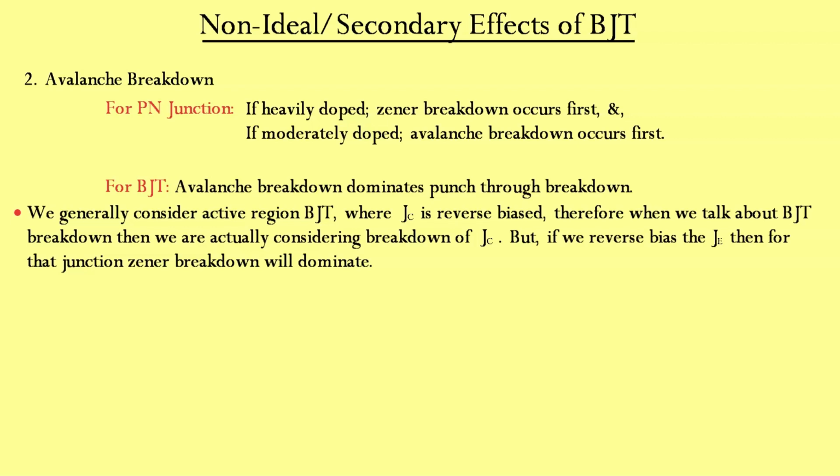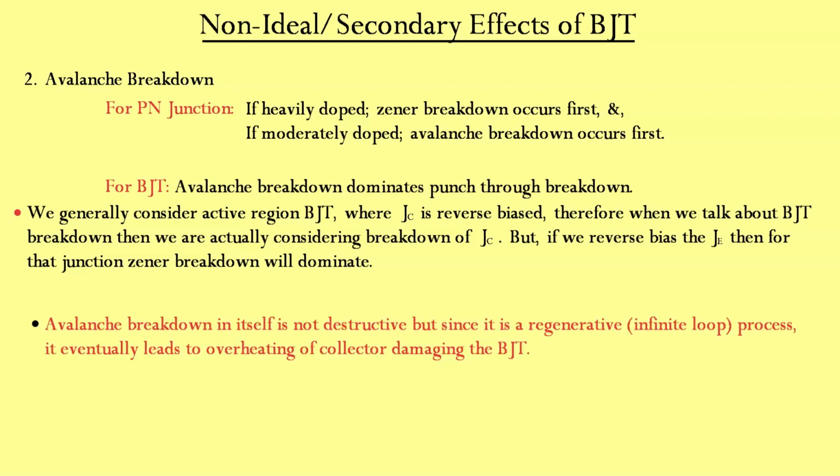We generally assume that the BJT is operating in active region, where collector junction is reverse biased and emitter junction is forward biased. Therefore, it is quite obvious that when we talk about breakdown of BJT, then we are considering the breakdown of collector junction. But if we reverse bias the emitter junction, then for that particular junction, Zener breakdown will dominate. But we will focus on BJT operating in active region only.